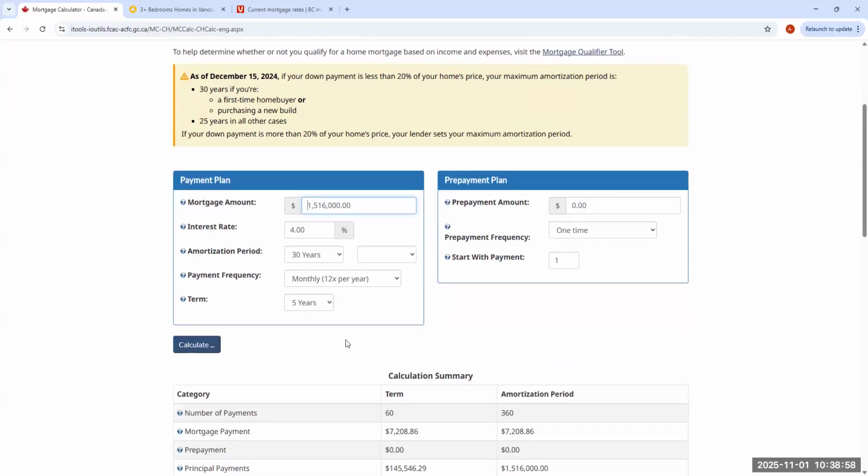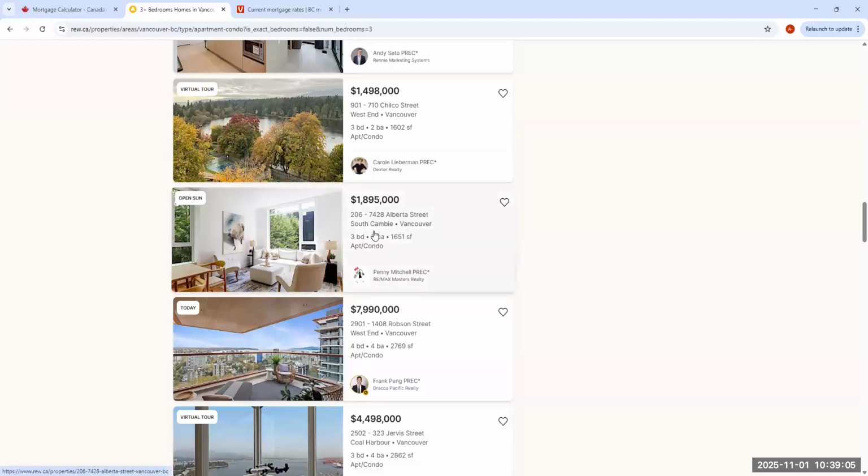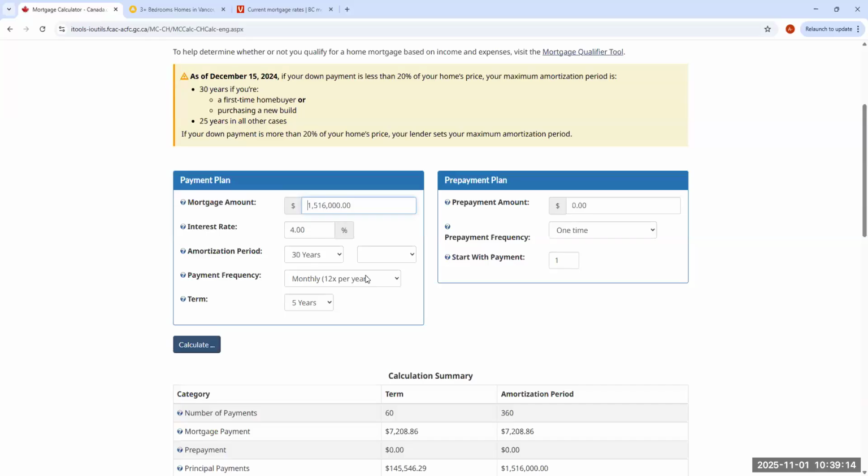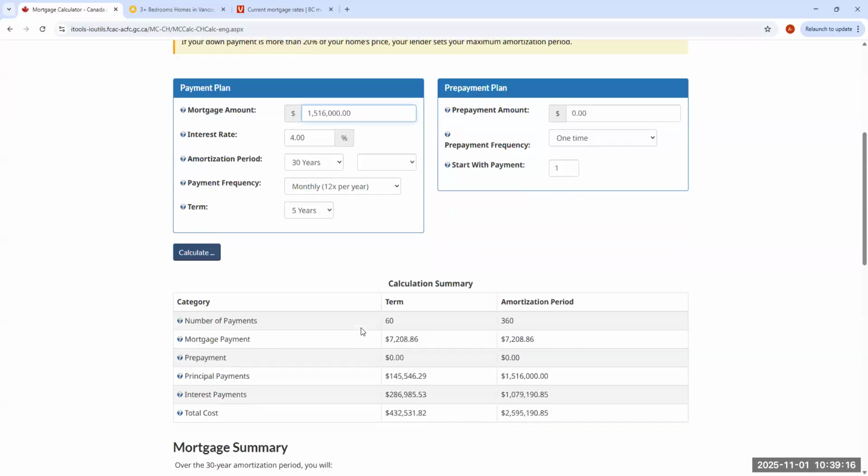So, if we have to buy that apartment, the 3 bedroom, 1,651 square feet on Alberta Street, South Vancouver, we have to pay 60 payments within 5 years, or 360 payments over the 30 years. Each payment has to be $7,208.86.